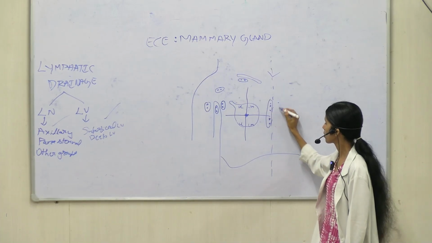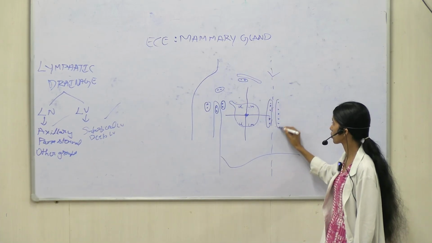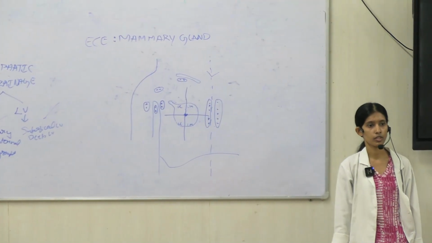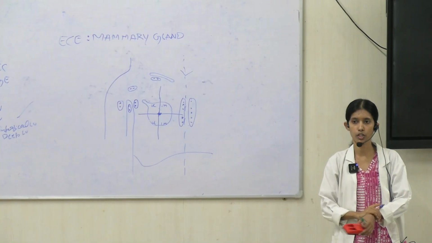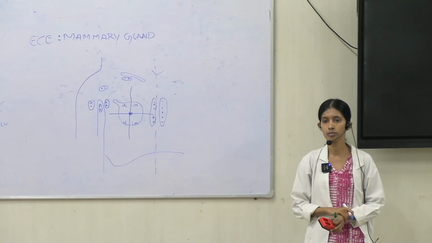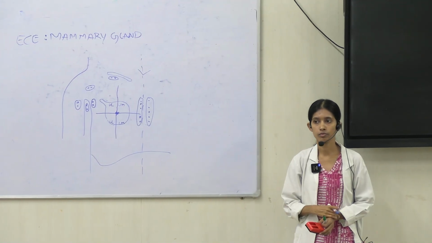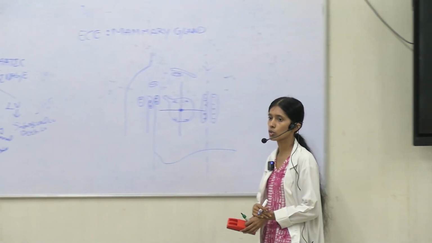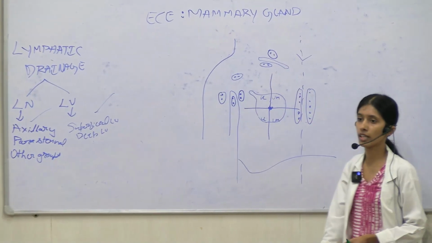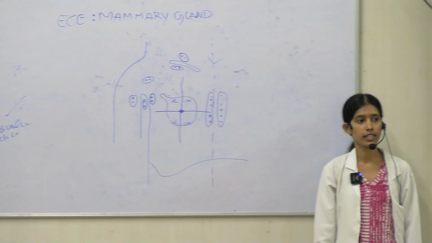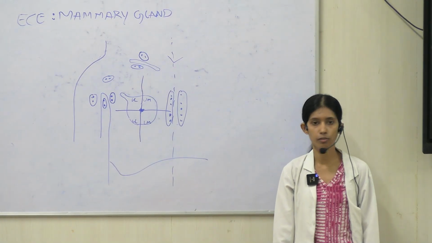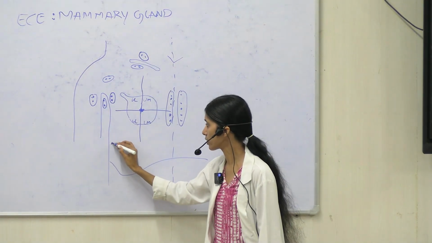This is your parasternal lymph nodes. What about the other lymph nodes? Can you name any other lymph nodes in the other group of lymph nodes in the mammary gland region? The very first one is the supraclavicular lymph node, which is present above your clavicle bone. And another one is the posterior intercostal lymph node, which is present here in this region.